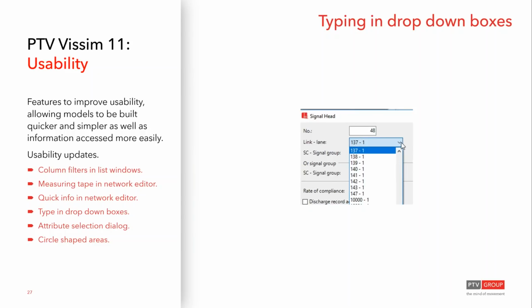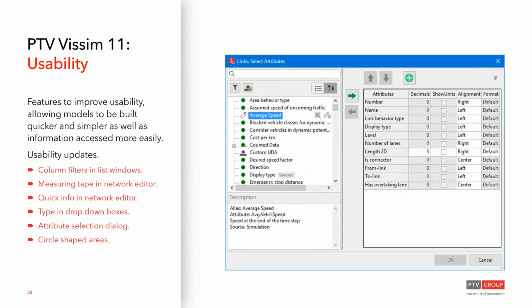A smaller improvement, but sometimes very efficient, concerns entering a number in a drop-down menu. In this case you're looking for a specific signal head, and if you entered 137 in Vissim 10, you ended up at the number 7 somewhere, because it only remembers one number. So if you now enter 137 quite quickly, you end up at 137 to just select the specific value. This is not only available for signal heads, but for every drop-down list in Vissim.